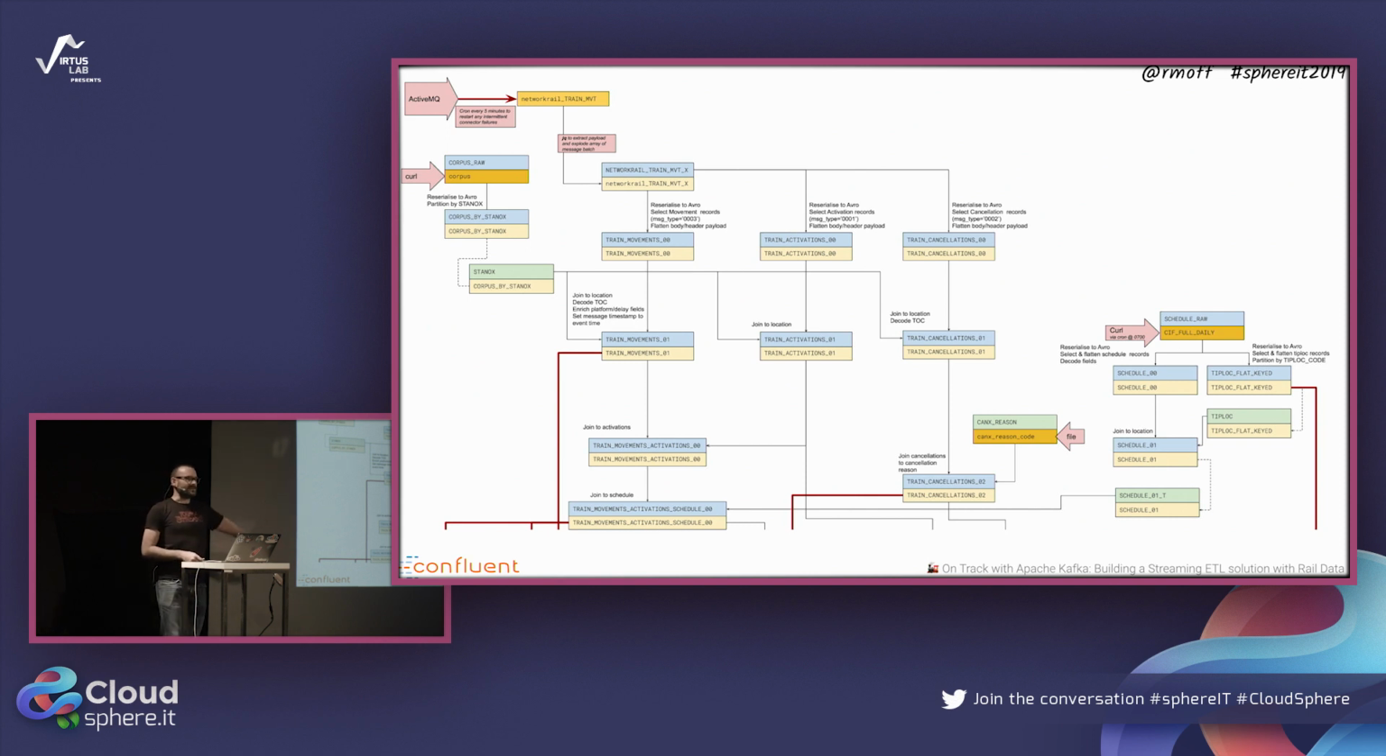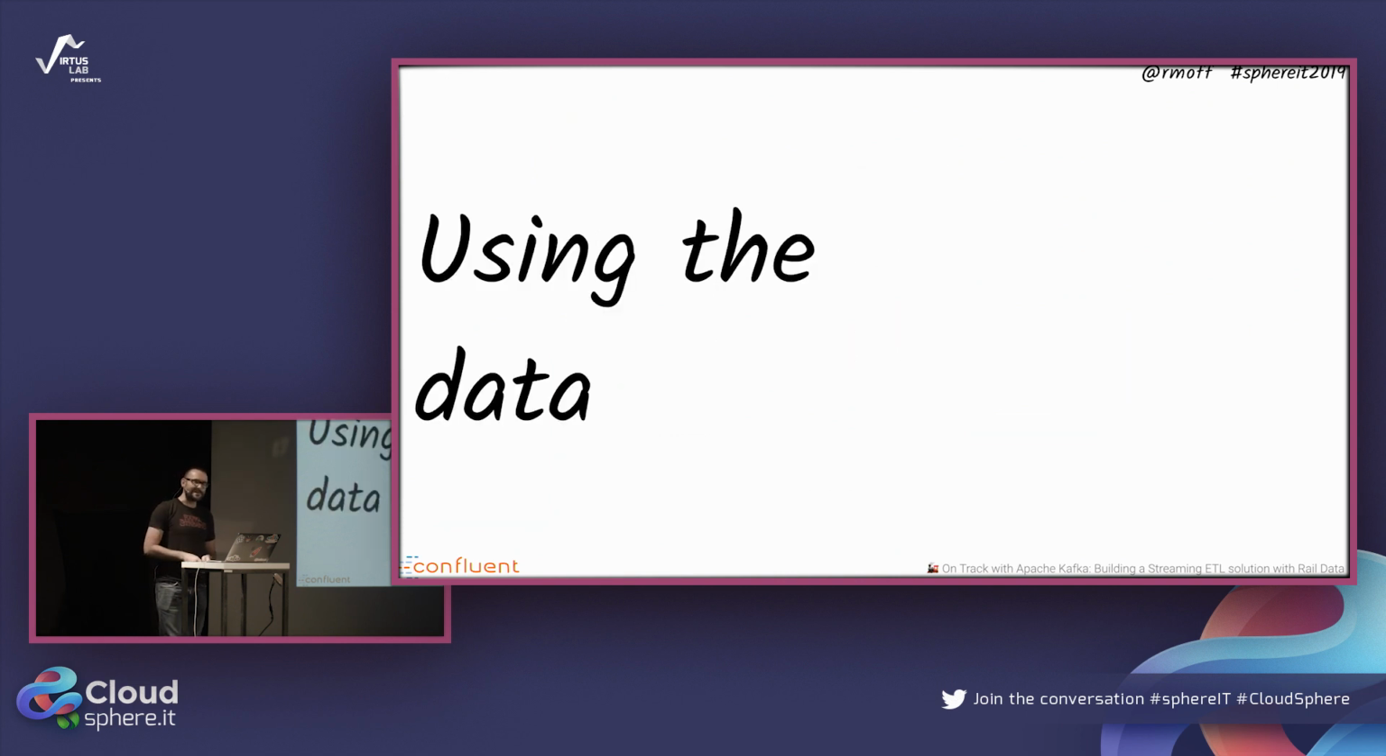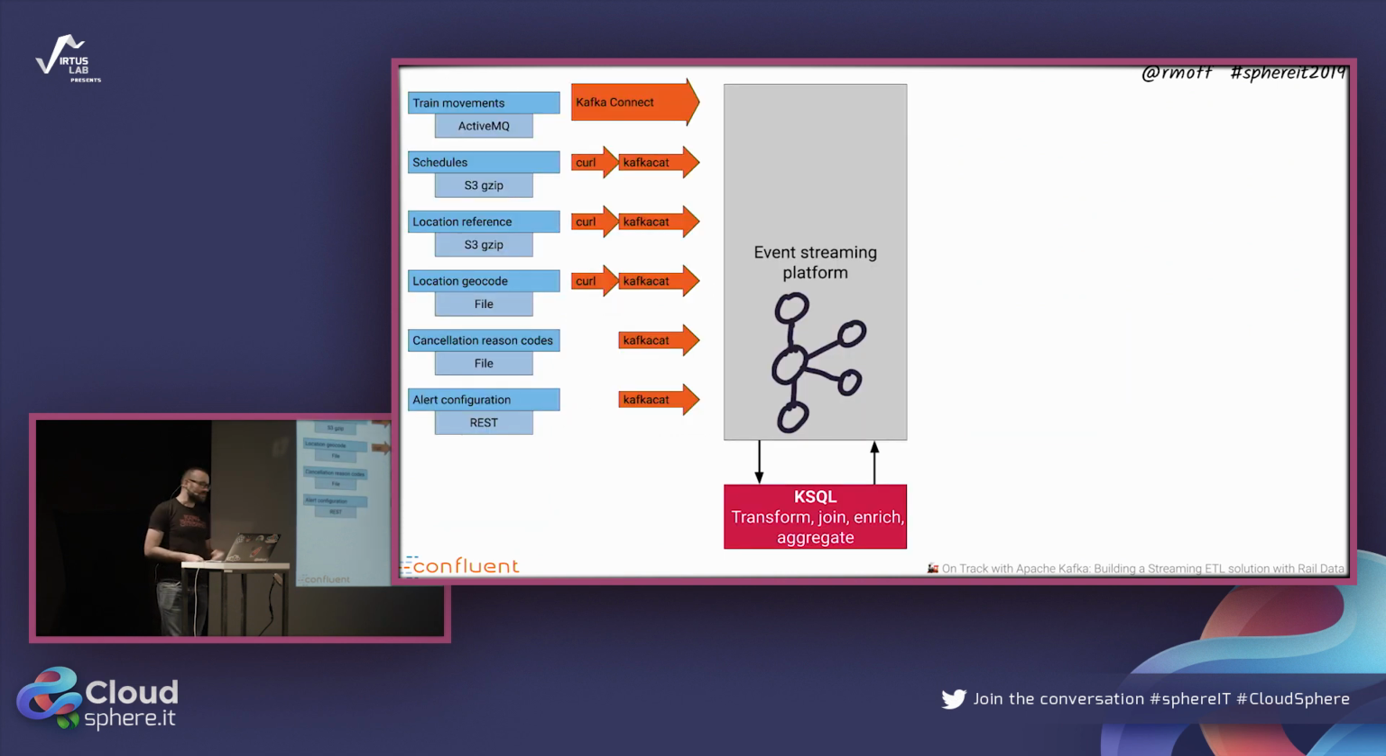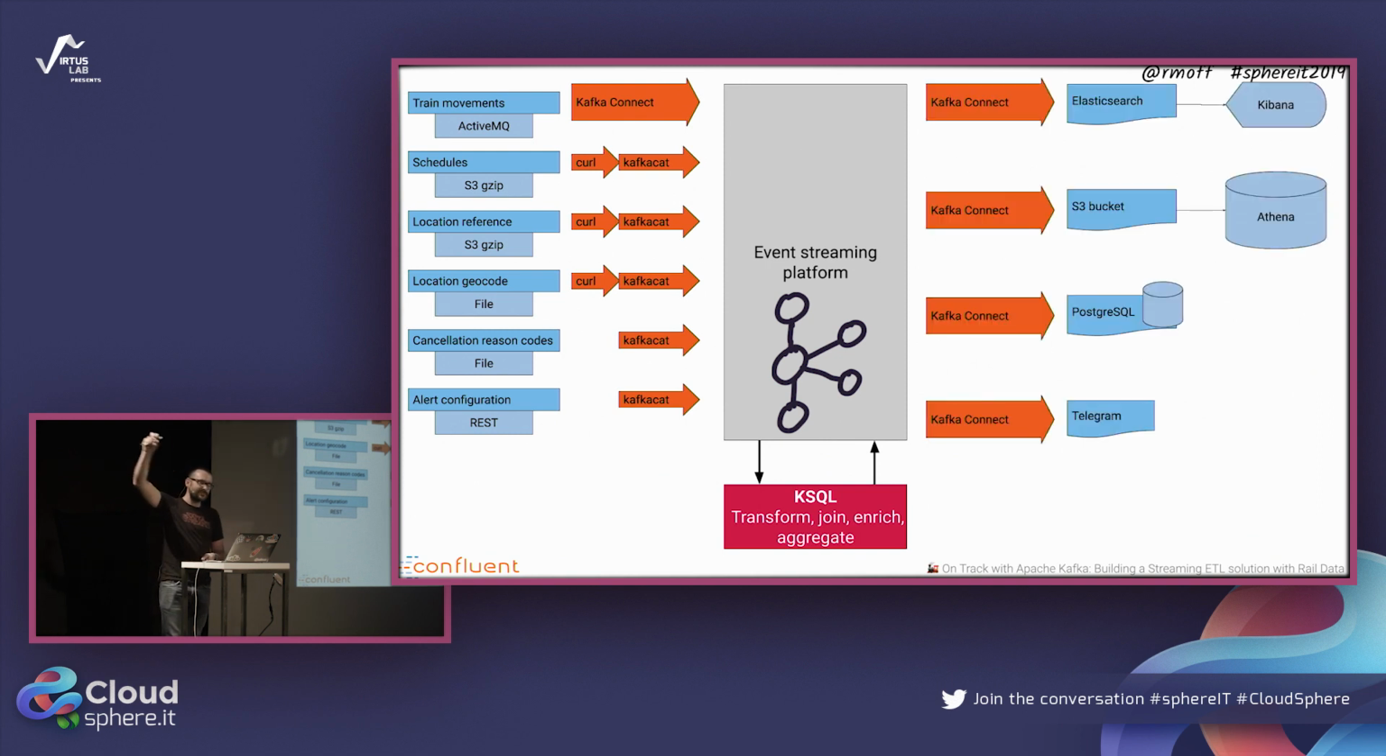So we've brought the data in. We've transformed it, in this case using KSQL. Now let's actually build things with the data. So KSQL is writing back into Kafka, and we can now push it down to various different places to satisfy different requirements.